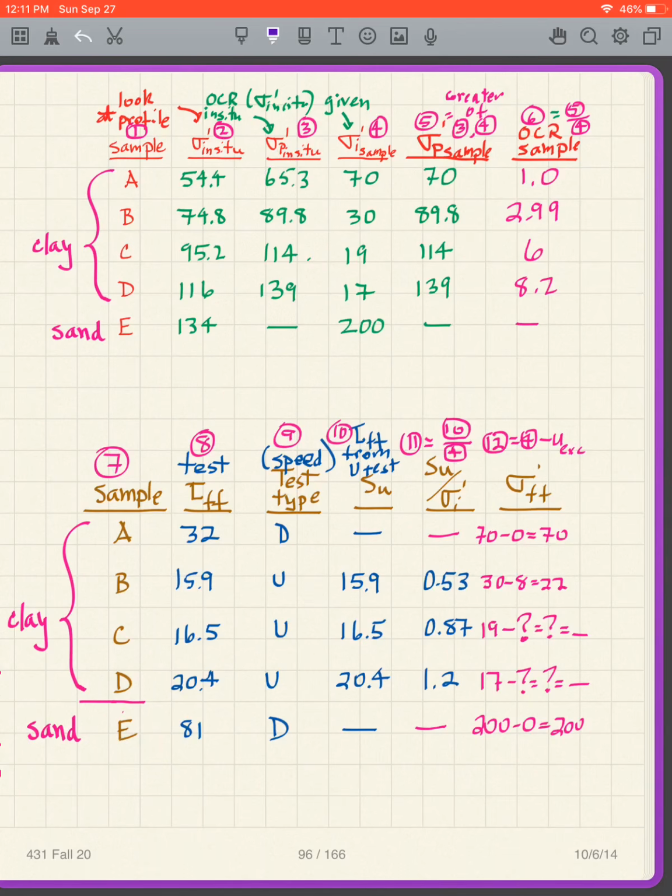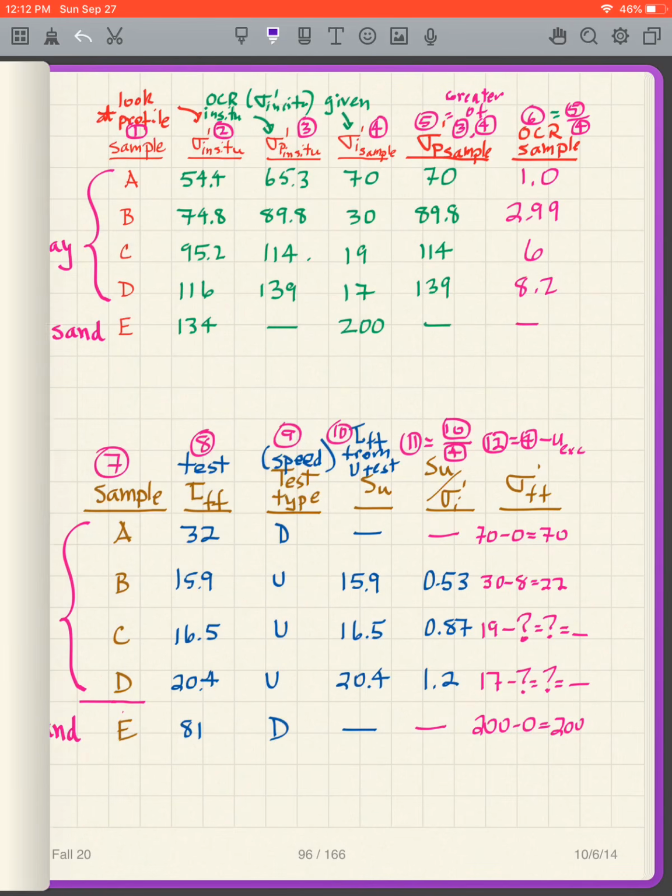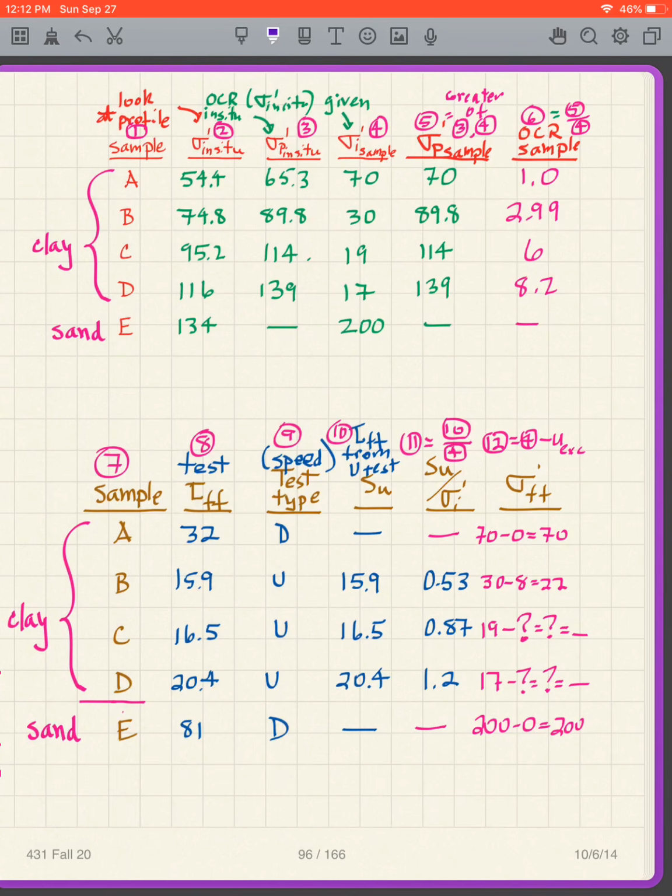And then I'm going to look at the sigma prime I of the sample. What's the sigma prime I of the sample? Those are given also. How do I get those? 70, 30, 19, 17, 200. Where do those come from? I gave it to you. So those are the sigma prime I's. In other words, those are what we consolidated these samples to during the consolidation phase.